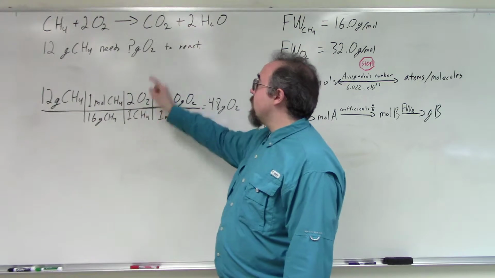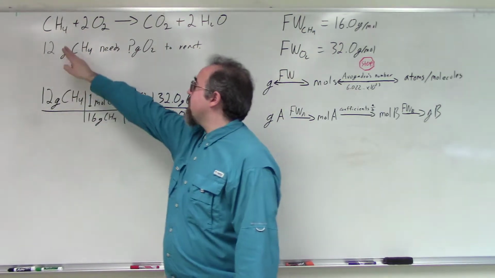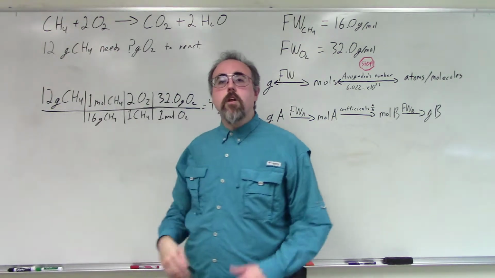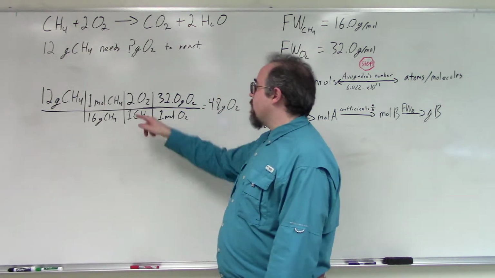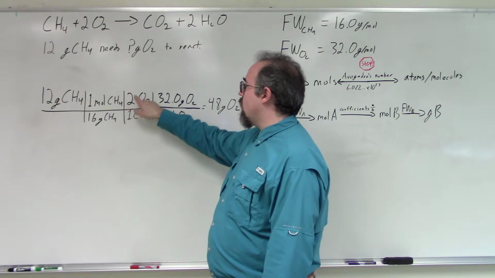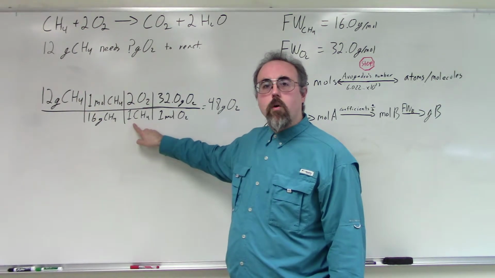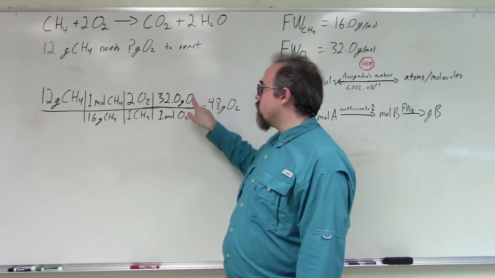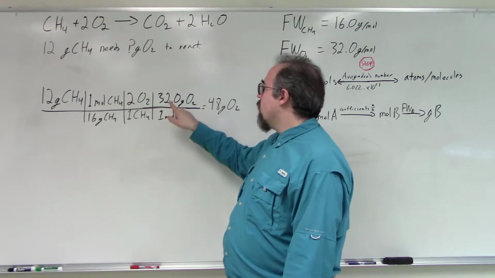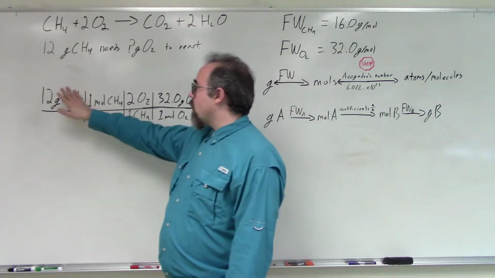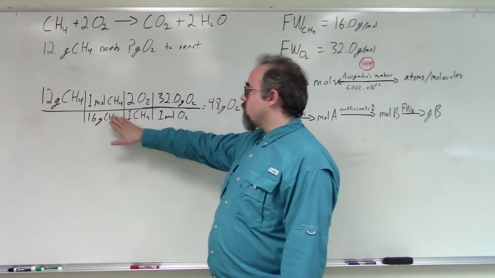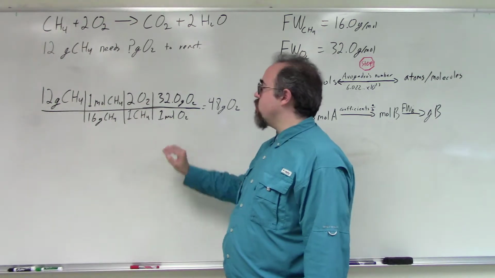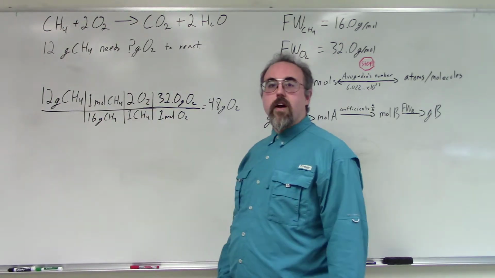Now, I'm going to use my coefficients from up here, specifically the invisible 1 and the 2 in front of the oxygen, and I'm going to use this as a ratio. I'm saying for every 2 moles of oxygen, I've consumed 1 mole of methane. Now, I'm going to continue on. I'll use the formula weight of the oxygen, because now I'm in oxygen units. I started out with grams of methane, I've gone to moles of methane, I've switched from moles of methane to moles of oxygen, and now I'm converting to grams of oxygen.